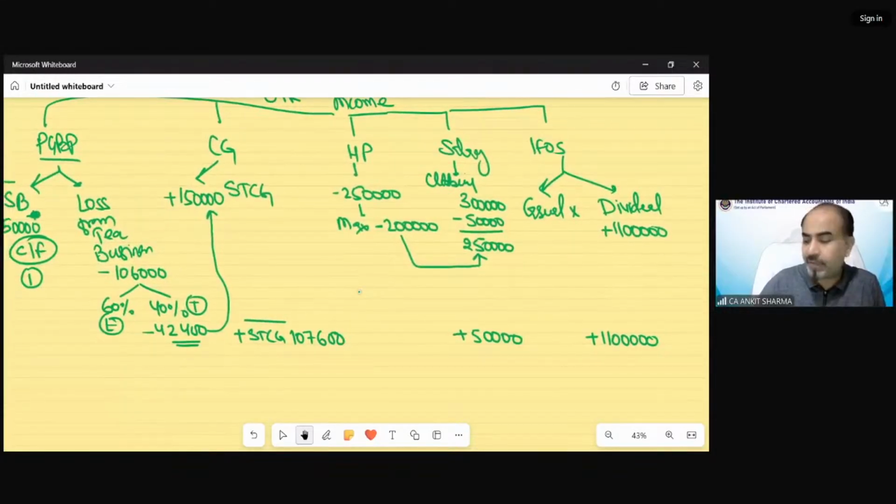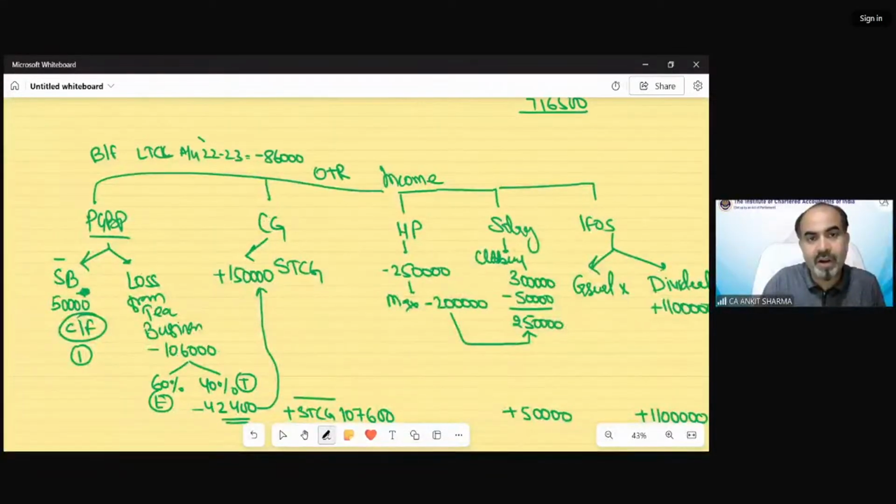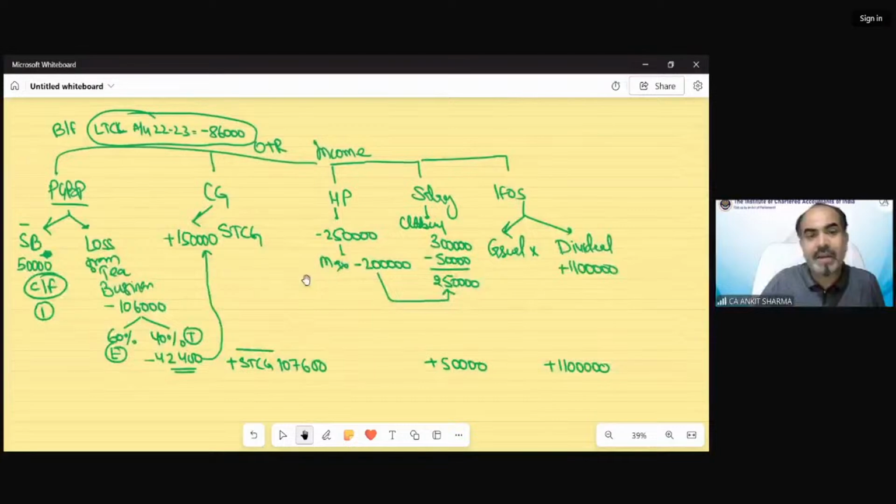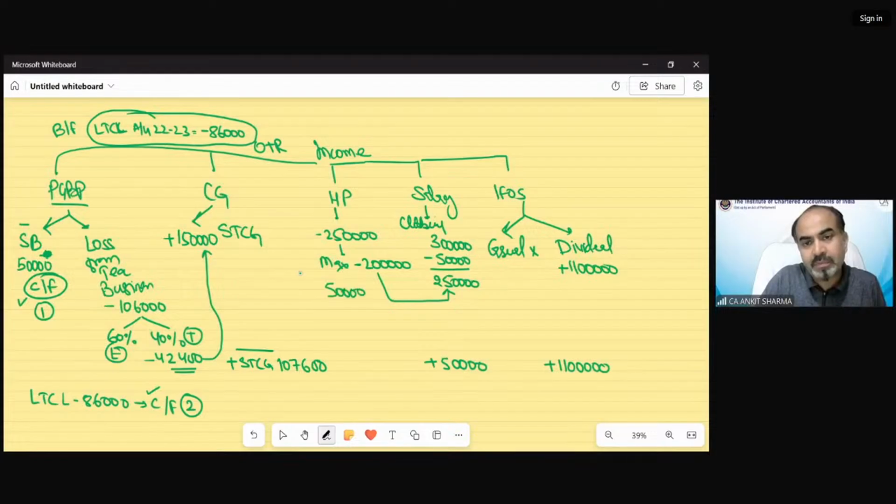Now the brought forward long-term capital loss was 86,000, and it could be set off only against long-term capital gain. Because it cannot be set off this year, it is going to be carried forward again. This is the second carry forward. First was speculative business, second is this. The remaining house property loss of 50,000 rupees is also going to be carried forward, number 3.